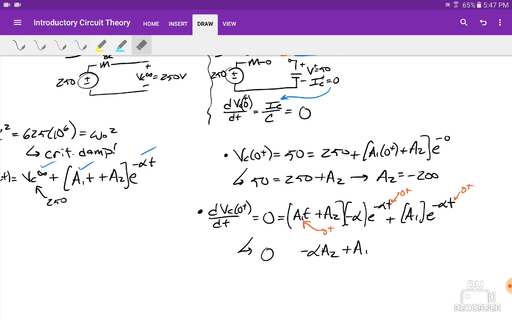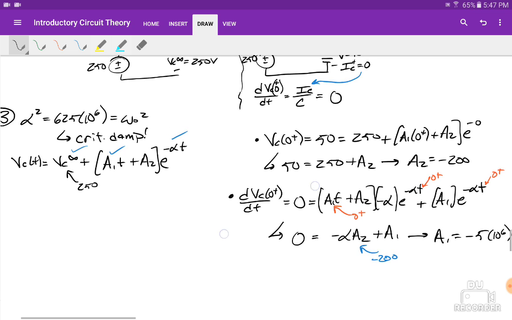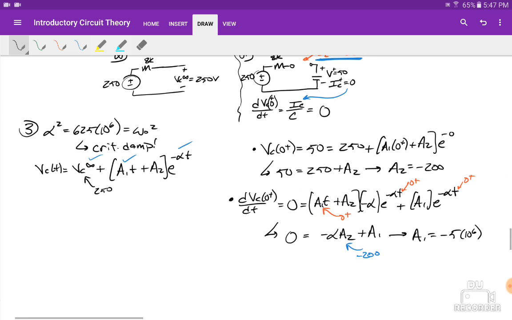Now, I solved earlier for a2. a2 I know is equal to negative 200. So with this, I can actually solve for a1. When you end up solving for a1, you're going to get negative 5 times 10 to the 6. And I know it's weird to have negative 200 then 5 times 10 to the 6, but if you set up everything properly based on your concepts and all the stuff that you've learned, then the math is just going to tell you what happens.